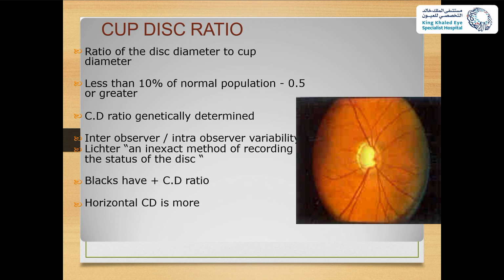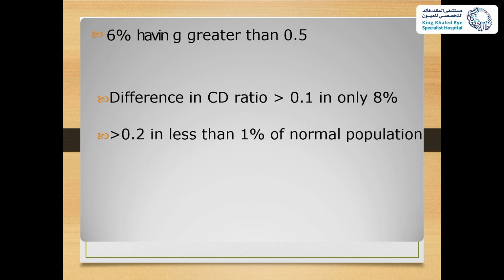As we said, Black people have a higher CD ratio. Horizontal CD is larger in the normal person, with 6% having greater than 0.5. A difference in CD ratio of more than 0.1 happens in only 8% of the population. A difference of more than 0.2 appears in less than 1% of the normal population.